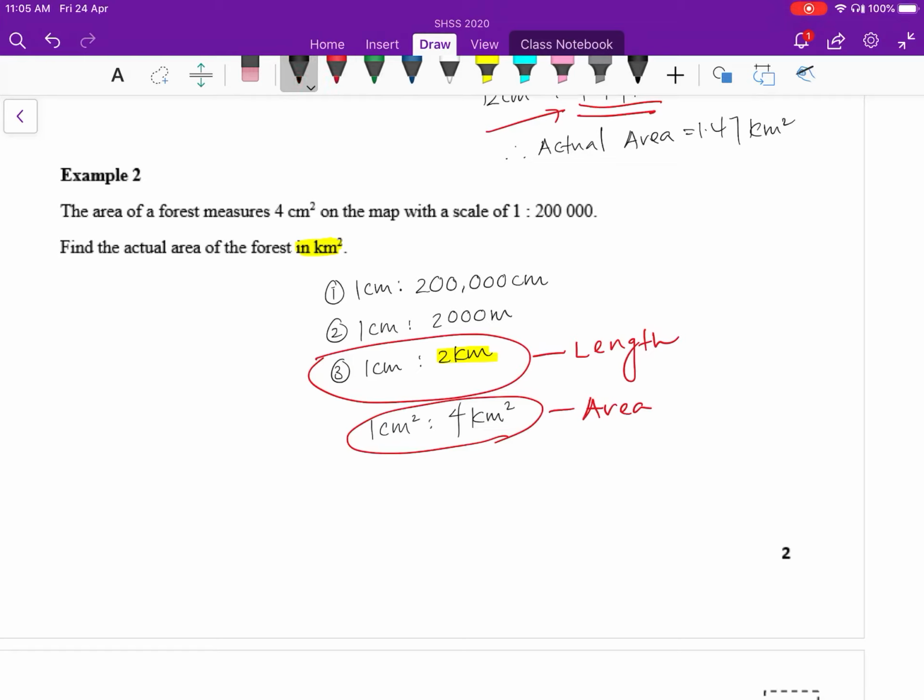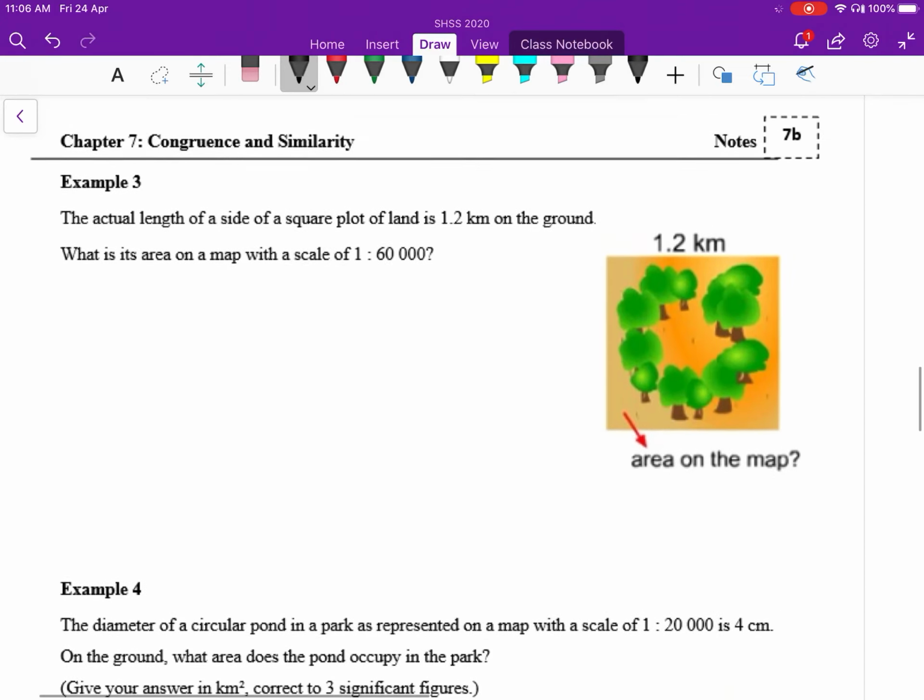The area of a forest measures 4 cm square on the map. So 4 cm square is on the left side. You multiply by 4. On the right side, you also need to multiply by 4. You get 16 km square. That's the answer. So therefore, actual area is 16 kilometers square. That's example 2. Let's move on to example 3.